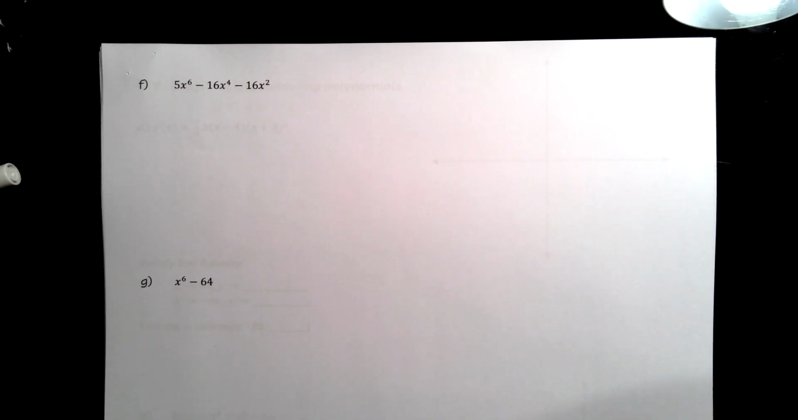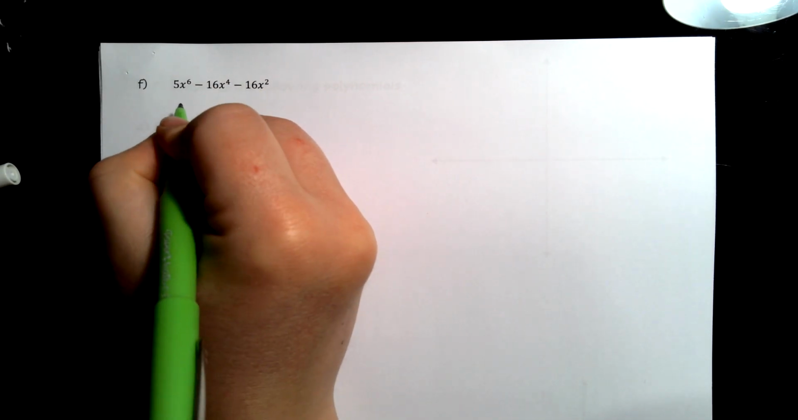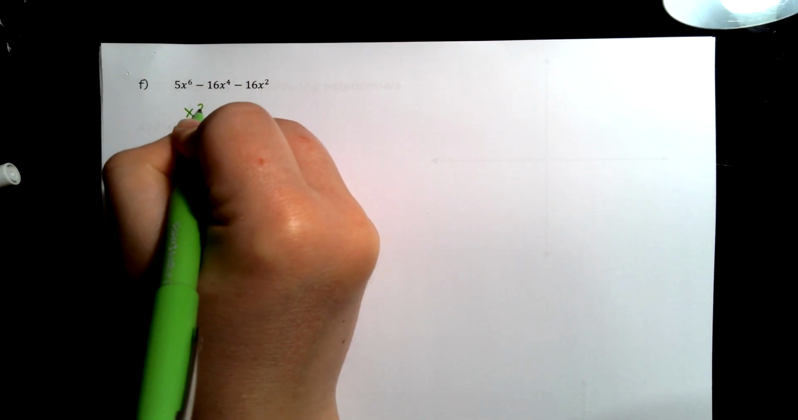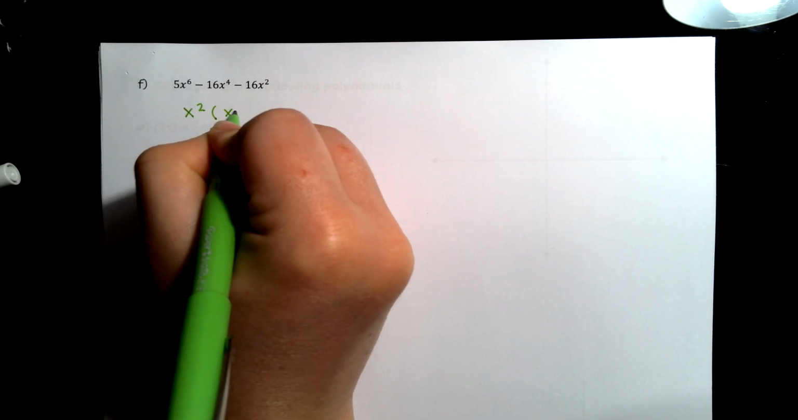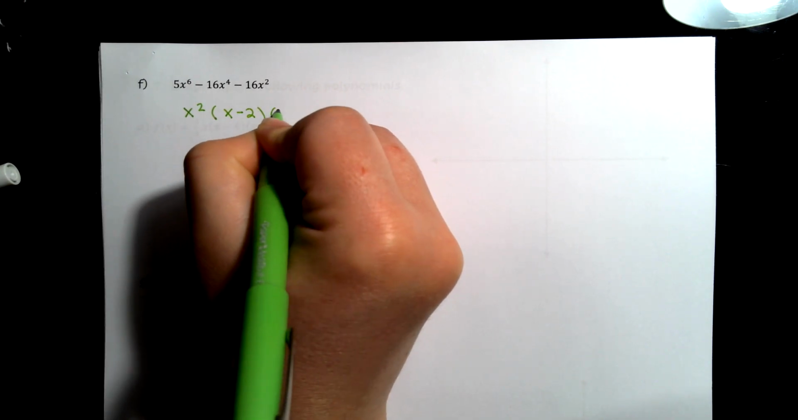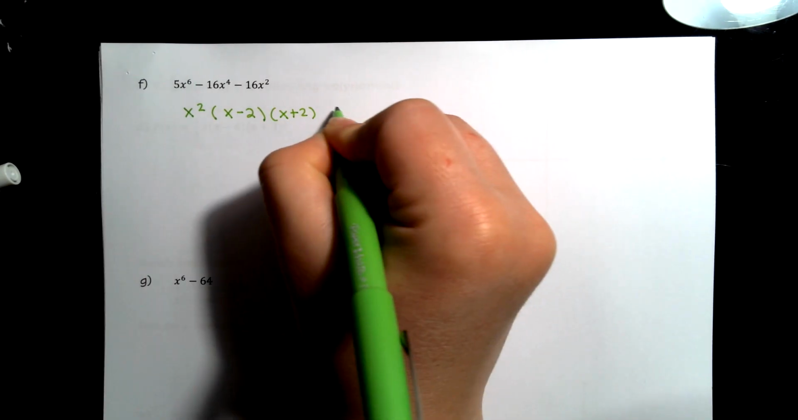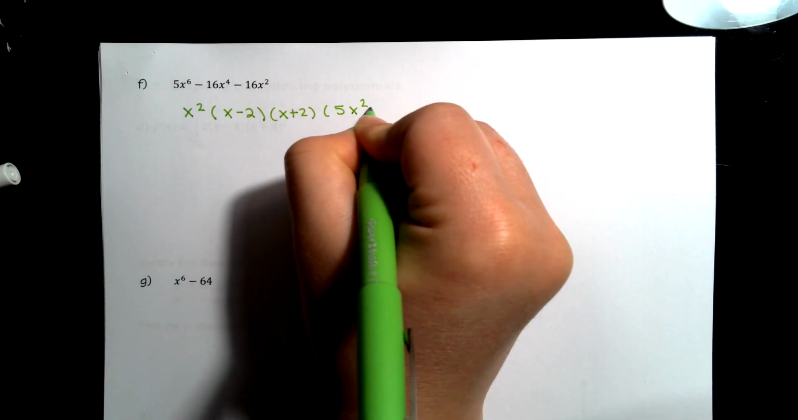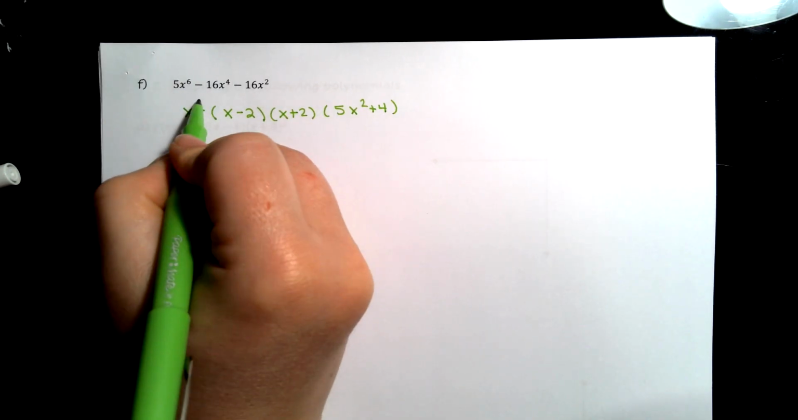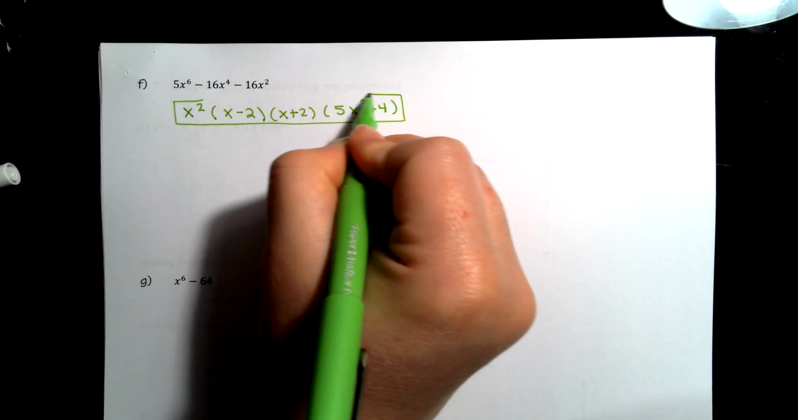For F, we're doing that similarly. Make sure you factor your factors on this one. So our answer is going to be x squared, open, x minus 2, x plus 2, 5x squared plus 4. You must show work for credit. Double check your answers on this one.